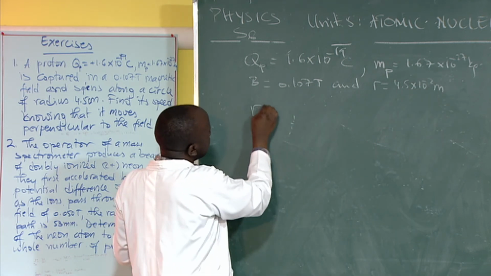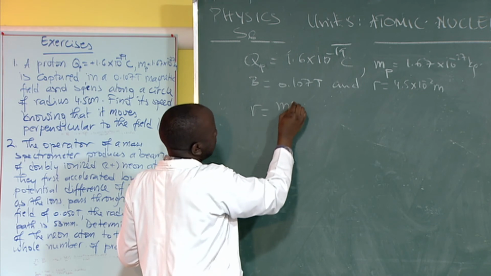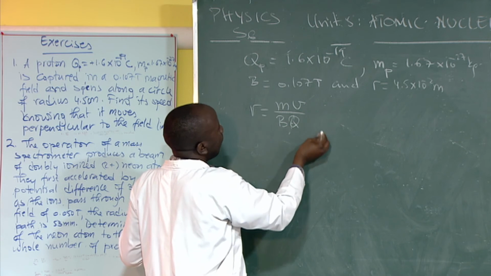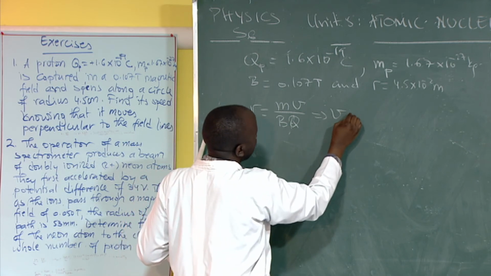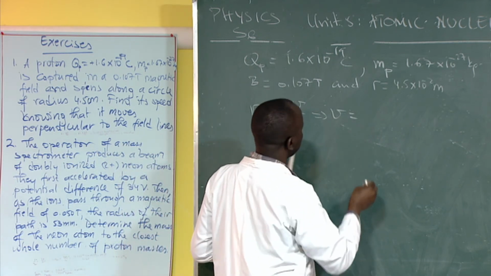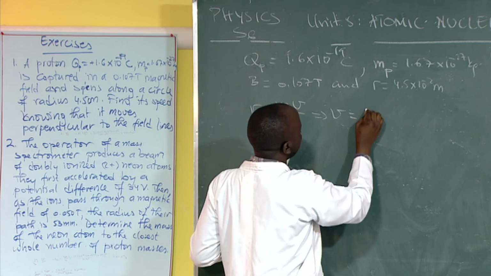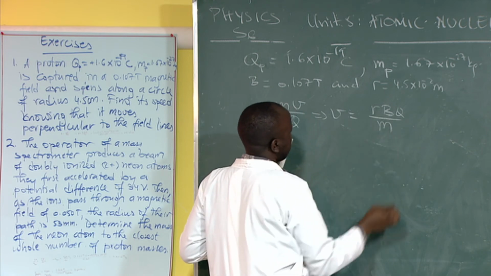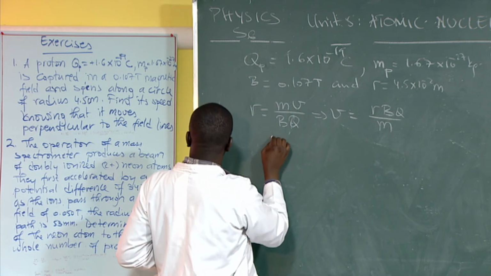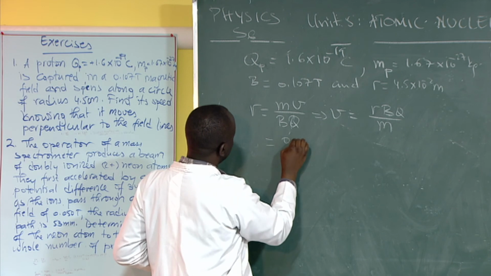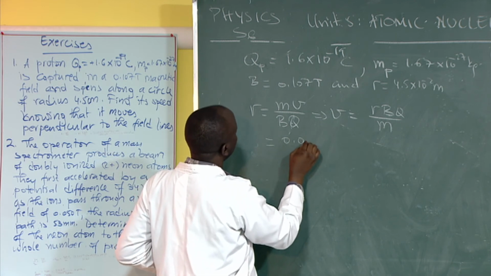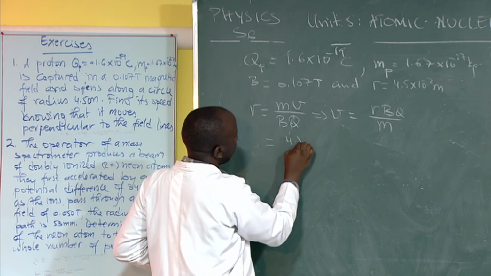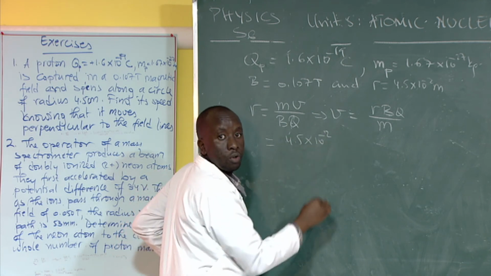And then we use the expression. So that is V over BQ. And then here we can now find the speed, which will be equal to RBQ over the mass. Let's substitute, and then we find 0.0, that is, let's have the radius, 4.5 times 10 to the power minus 2, okay?